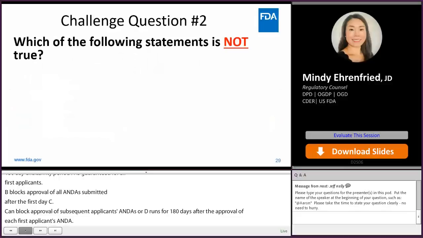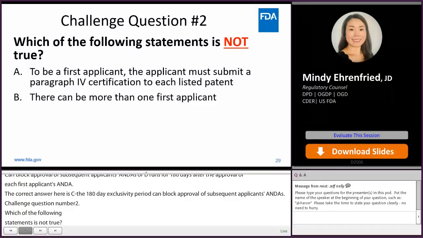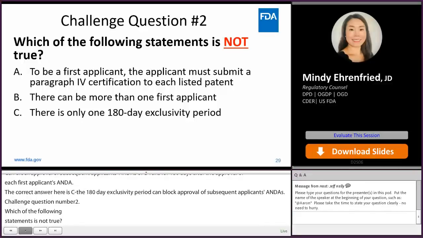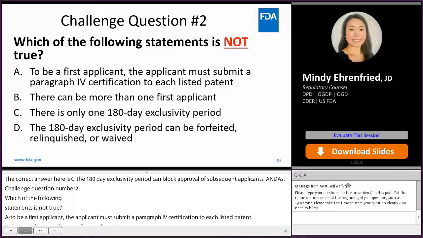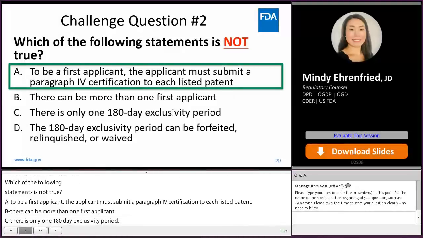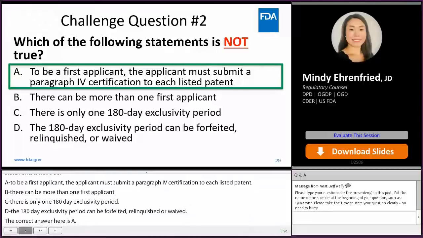Challenge question number 2. Which of the following statements is not true? A. To be a first applicant, the applicant must submit a paragraph 4 certification to each listed patent. B. There can be more than one first applicant. C. There is only one 180-day exclusivity period. D. The 180-day exclusivity period can be forfeited, relinquished, or waived. The correct answer here is A. To be a first applicant, the applicant must only submit a paragraph 4 certification. The applicant does not need to paragraph 4 certify against each listed patent.